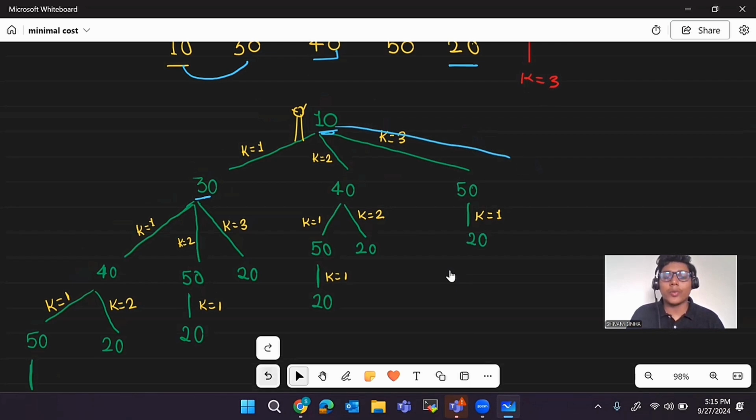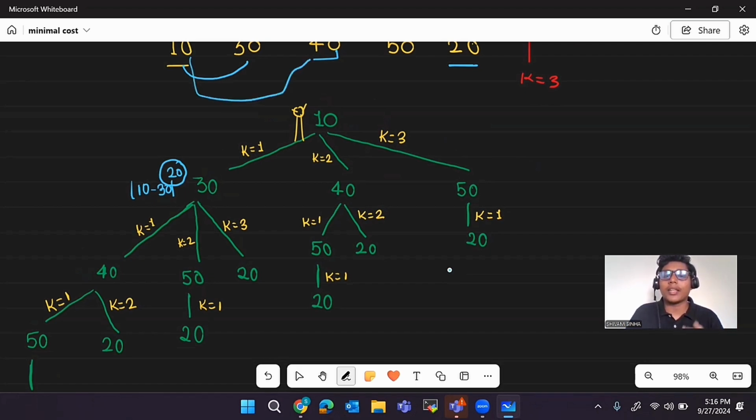Now, whenever he goes, we have to calculate the cost, so that we can get the minimum cost. If he chooses to go from 10 to 30, then the cost will be 10 minus 30, which is 20. So 20 is the cost to reach from 10 to the 30 stone. Now, if he decided not to go to the 30 stone and directly jump from 10 to 40, then the cost is going to be 10 minus 40, which is 30, because we are taking the absolute difference. Again, from 10 to 50, the cost is 10 minus 50, and the absolute difference of that is 40.